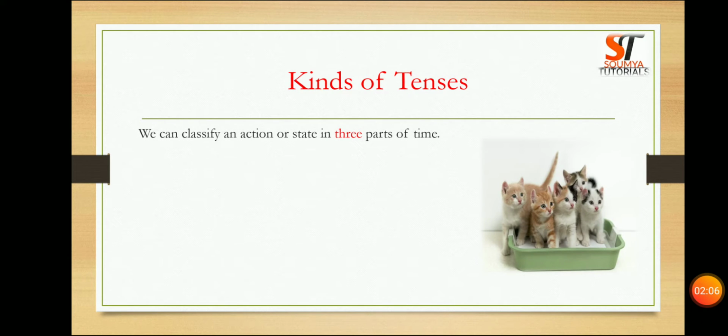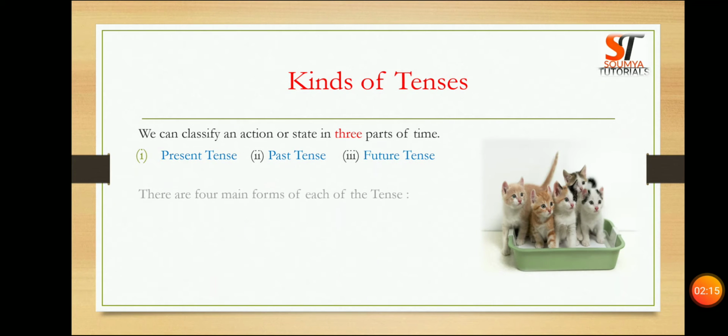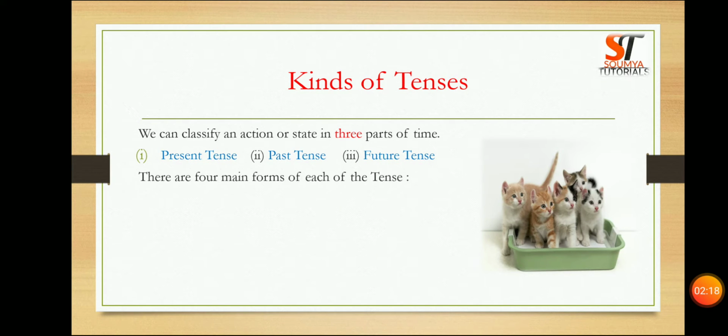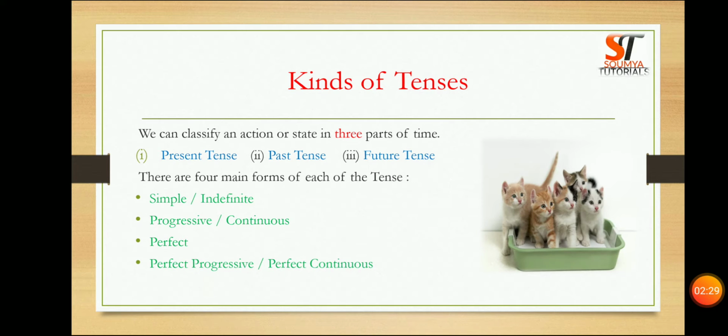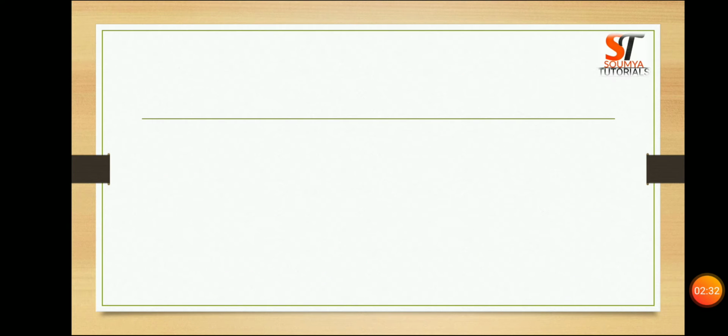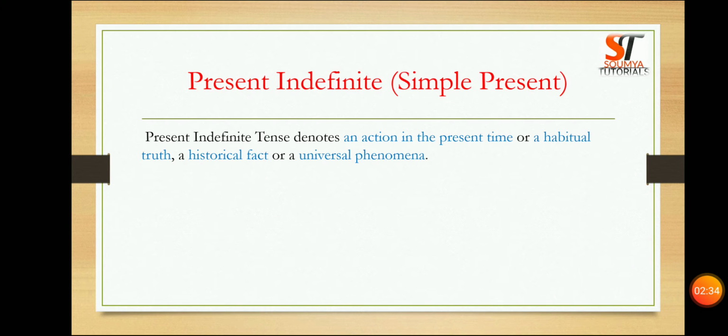We can classify an action or state in three parts of time, like present tense, past tense, and future tense. There are four main forms of each of the tenses: simple or indefinite, progressive or continuous, perfect, and perfect progressive or perfect continuous. So let us discuss present indefinite or simple present.